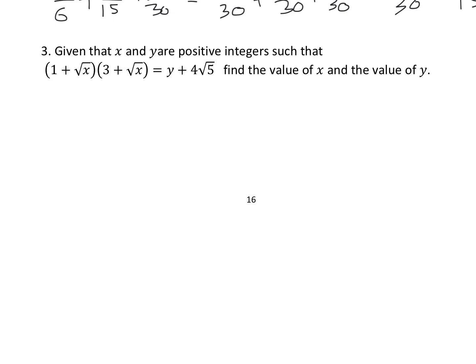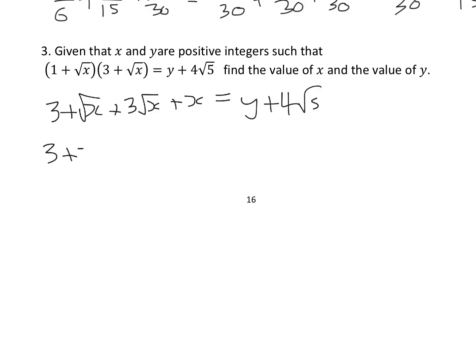We'd have 1 times 3, which is 3. 1 times root x, which is root x. Then the next set is root x times 3, which is 3 root x. And root x times root x. That gets rid of the root and just becomes x. And that should equal y plus 4 root 5. Just going to simplify the left slightly. I'm going to put the 3 and the x together because they haven't got roots involved. We've got root x plus another 3 root x, so they're the same type of surd. So we can collect those together to give 4 root x.